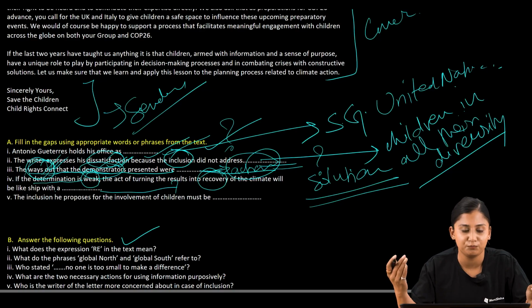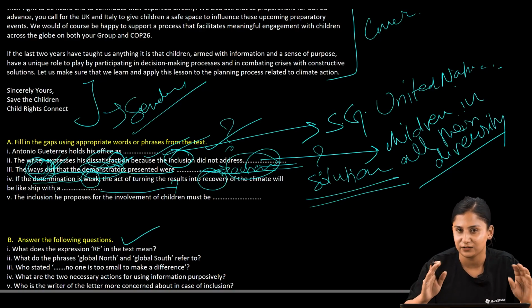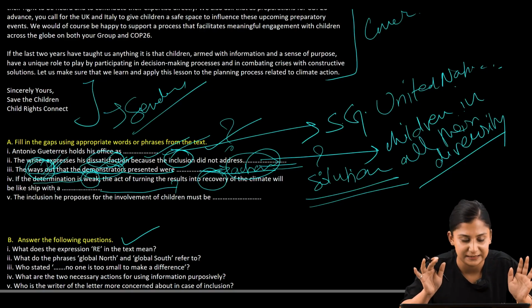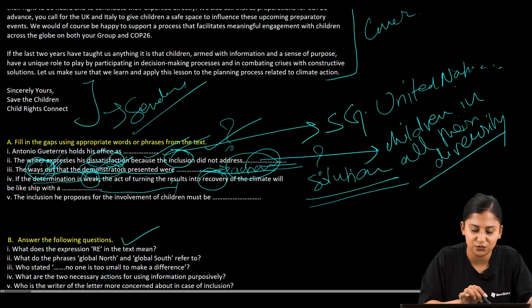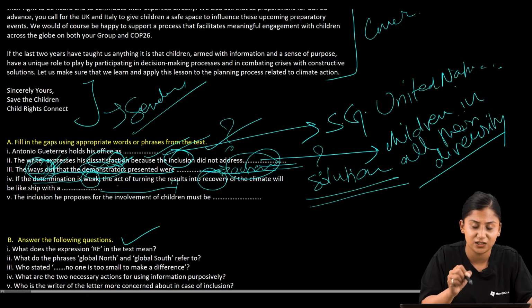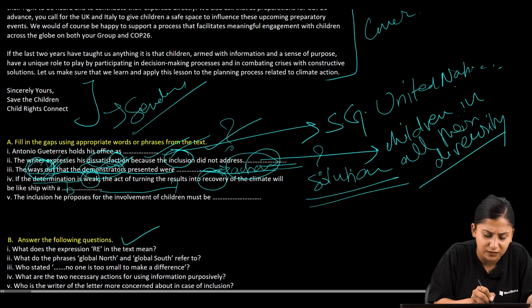So now, based on your understanding and reading the text, you can write your own vocabulary. You can select your own vocabulary that matches the idea. So now, if the determination is weak, the act of turning the results into recovery of the climate will be like sheep with broken materials.